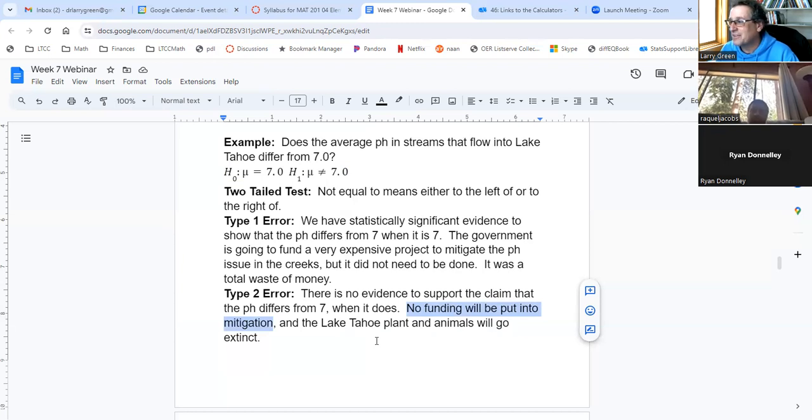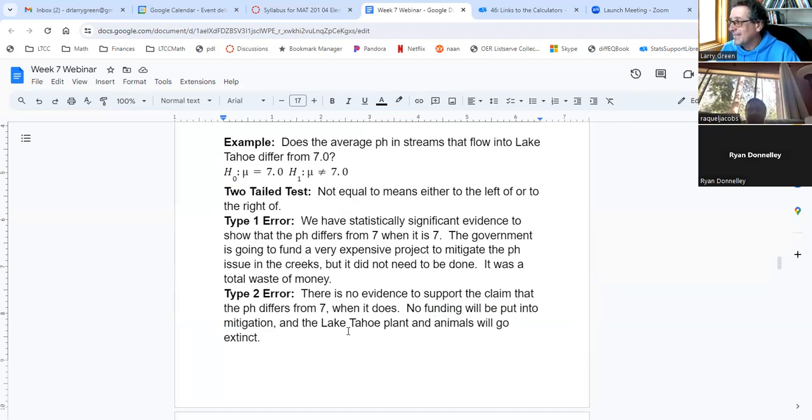A type 1 error or type 2 error? Is it worse to waste money, or is it worse to have an ecological disaster? Okay. I personally think a type 2 is worse, but some people care more about money. Again, I'm not here to tell you what you should think in terms of what's more important, money or ecological problems, but I am here for you to understand the differences.